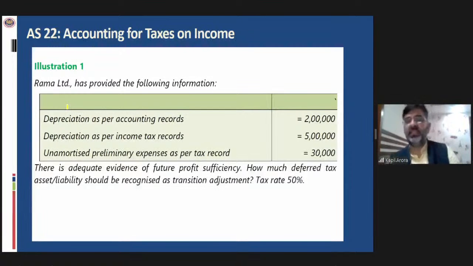How much deferred tax asset are we going to record for the depreciation? Please guys, please calculate and tell me.